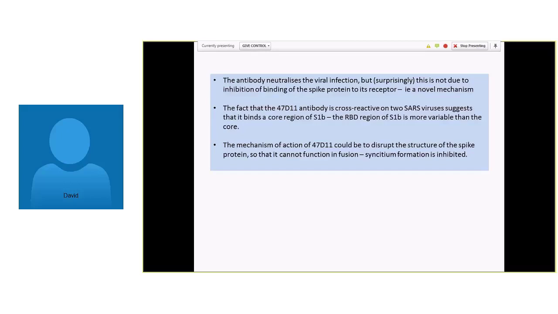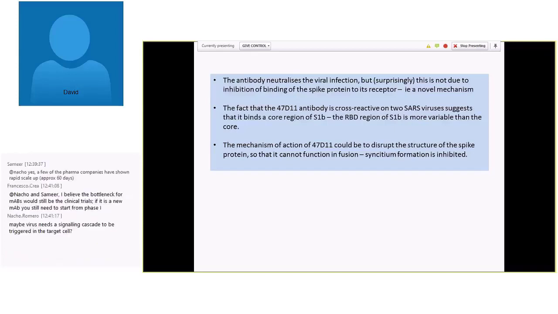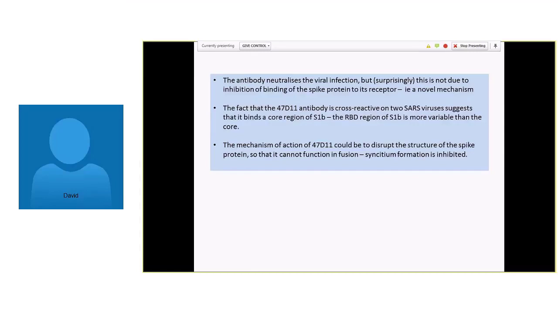Now, they said in the discussion to the paper that they're surprised that this antibody was cross-reactive against two different SARS viruses. Certainly the immunization schedule used two different SARS viruses, so would potentially promote cross-reactive antibodies. But nevertheless, because this part of the virus varies a great deal, you might not expect to find cross-reactive antibodies. And so what they're suggesting is that this antibody they've produced binds to another part of the S1B domain, a core part of the S1B domain.